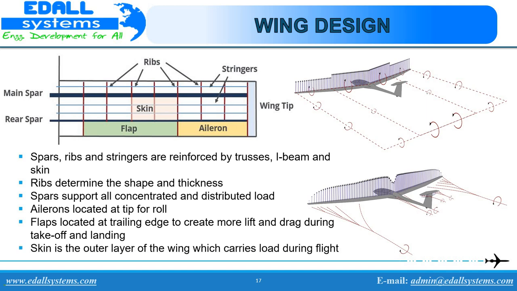The skin, which is attached to the wing structure, carries part of the loads imposed during flight. It also transfers the stresses to the wing ribs. The ribs in turn transfer the load to the wing spar. Let us look in details now.